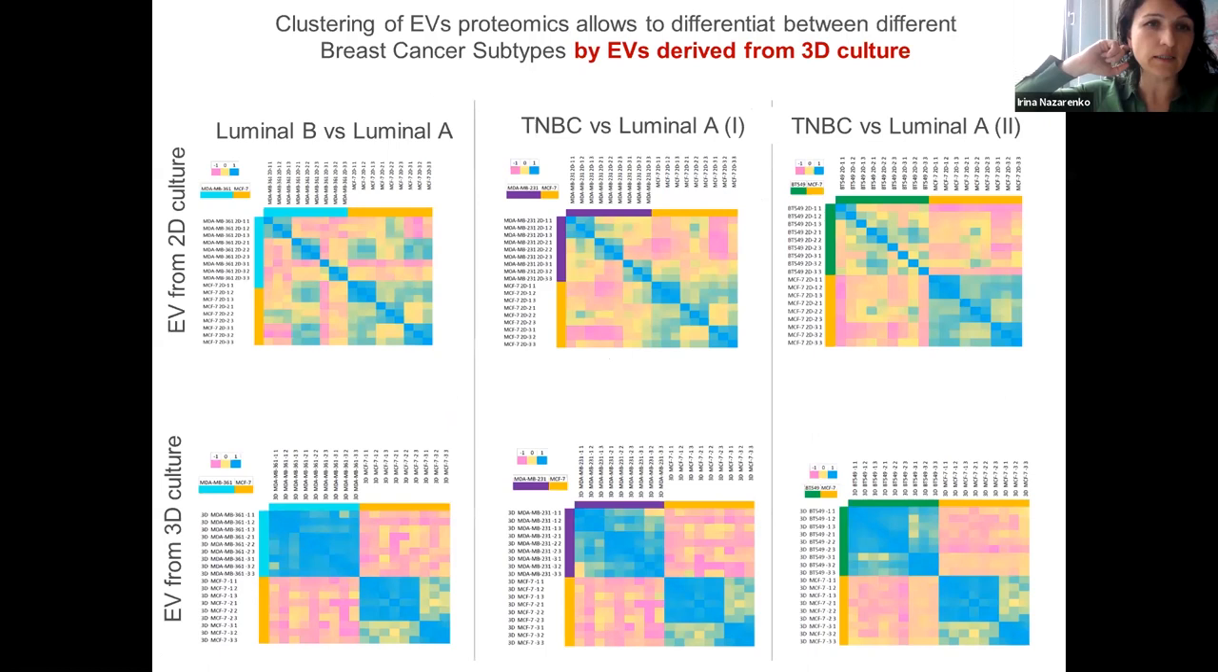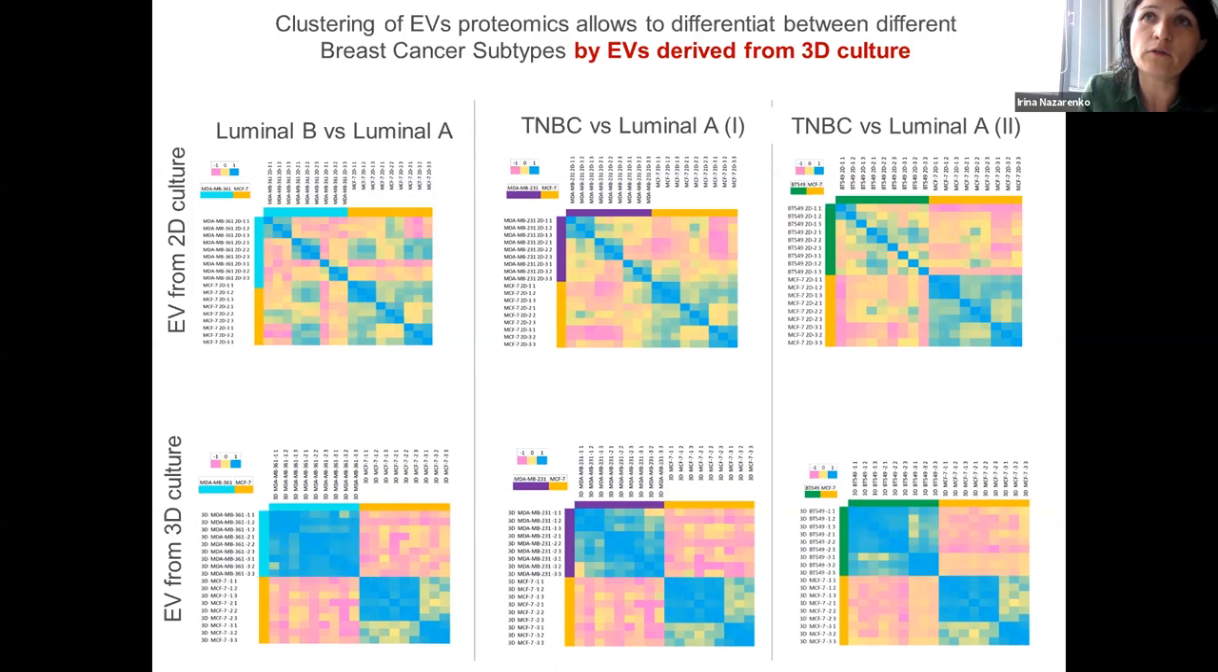What we clearly see is, if we perform clustering analysis of all the vesicles, whether we can differentiate between breast cancer subtypes by vesicle content, because it is always the issue of the potential application of vesicles as a biomarker. They must be applicable for differentiation between subtypes. And here you see that the vesicles which derive from 2D culture, if we compare luminal B versus luminal A, or triple negative versus luminal A, or two different cell lines, the 2D culture is not allowing us to differentiate between those. But the 3D culture allows us to build clear clusters.